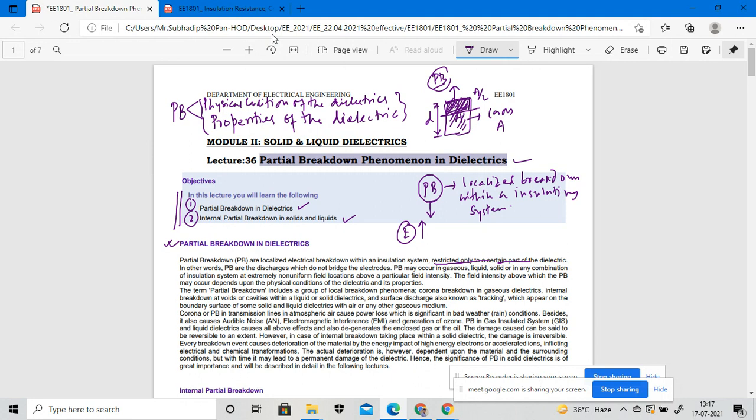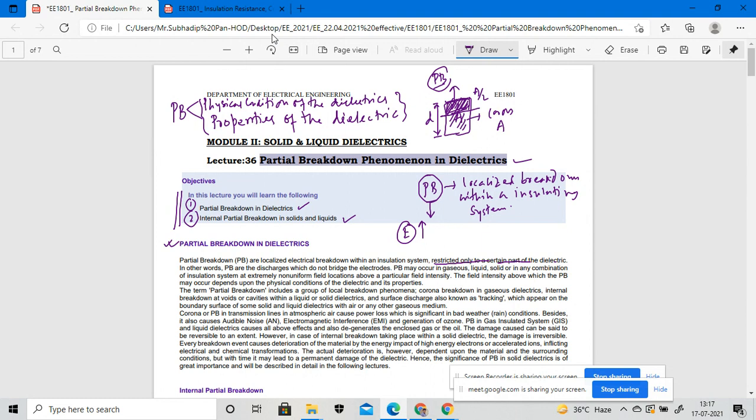Suppose in some areas we install a communication tower. The communication tower produces electromagnetic sounds, and due to these, the corona effect also occurs in the transmission line. That is why it is written that it also causes audible noise, electromagnetic interference (EMI) due to the communication tower, and the generation of ozone.